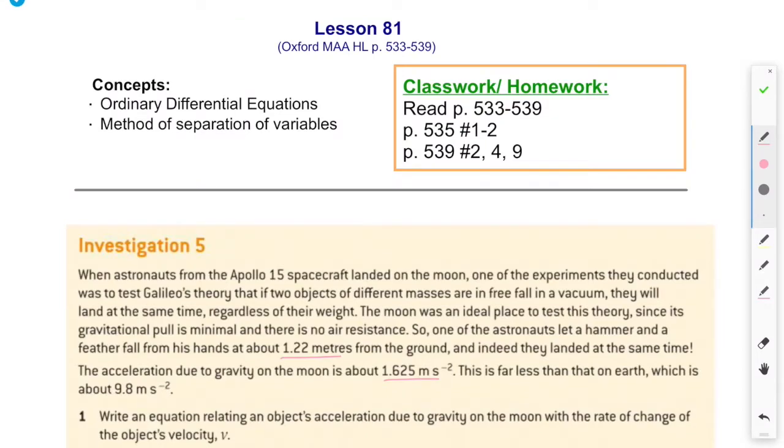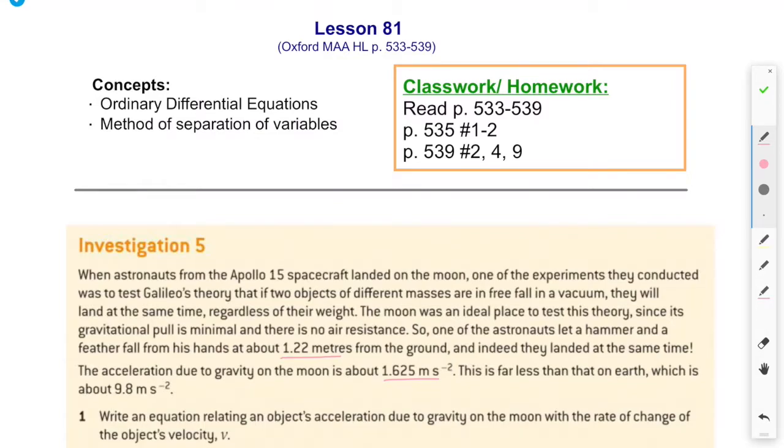Welcome to Lesson 81. Starting from this lesson, we will be learning how to solve ordinary differential equations. This type of equation, basically, you're given a derivative function and you're going to look for the general function. When you take this general function's derivative, it will result in what's given to you as an equation.